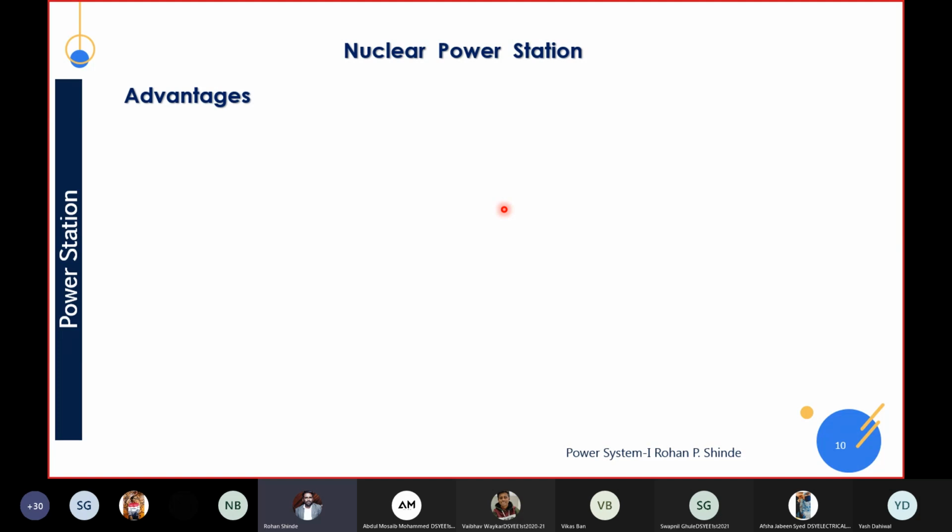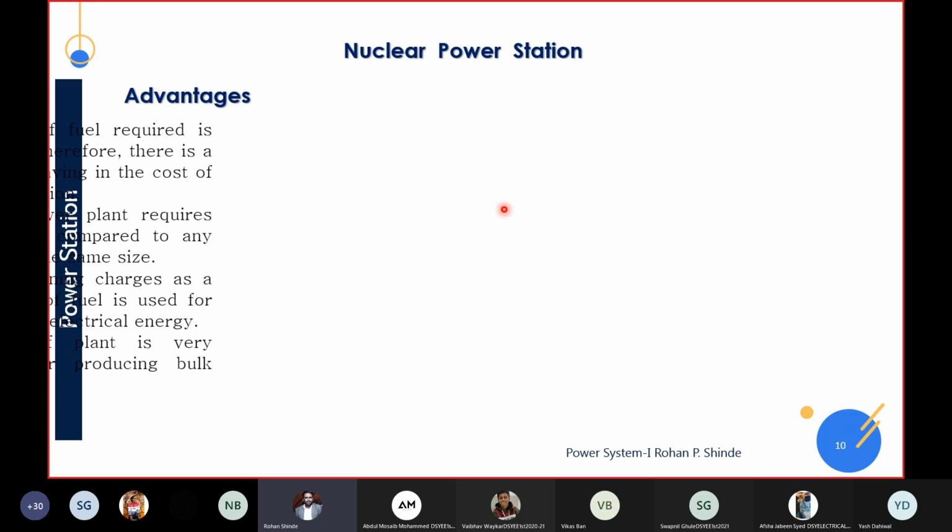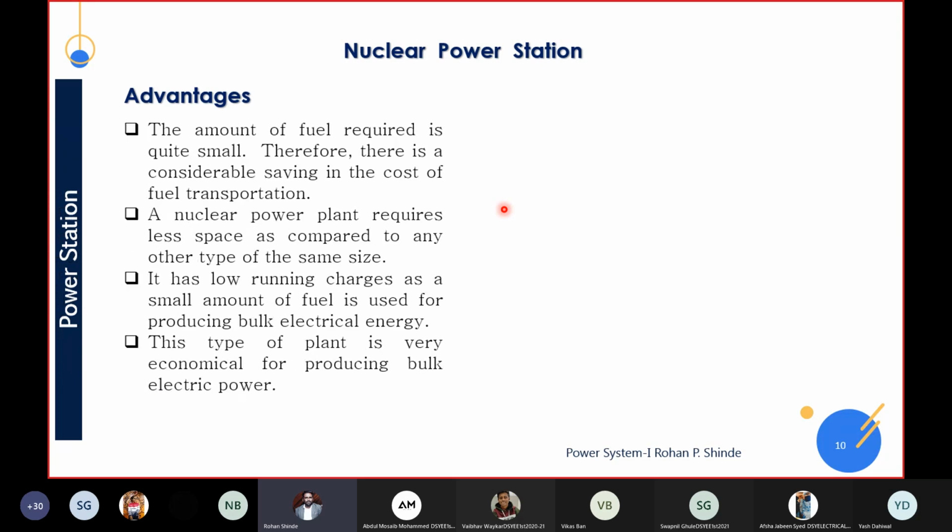Now first of all we will see what are the advantages of this nuclear power plant. So see here, these are the advantages. First advantage, the amount of fuel required is quite small. Therefore there is a considerable saving in the cost of fuel transportation, right?